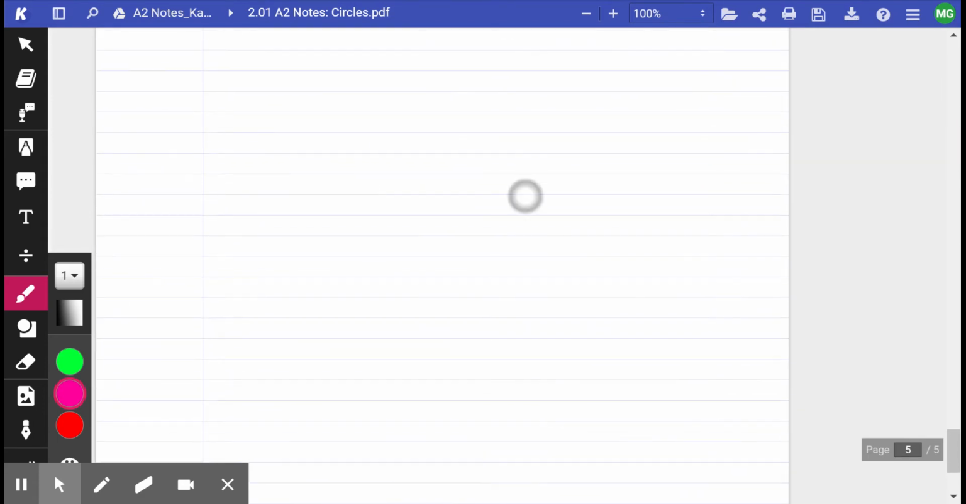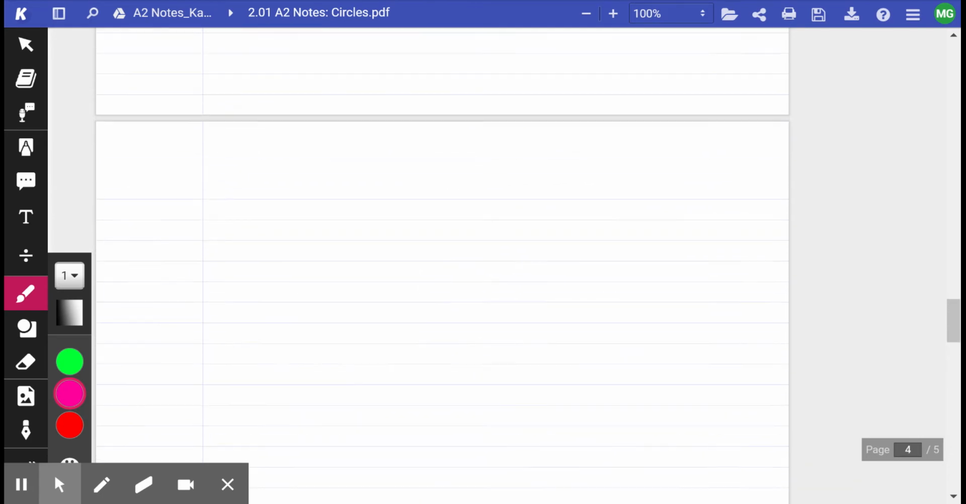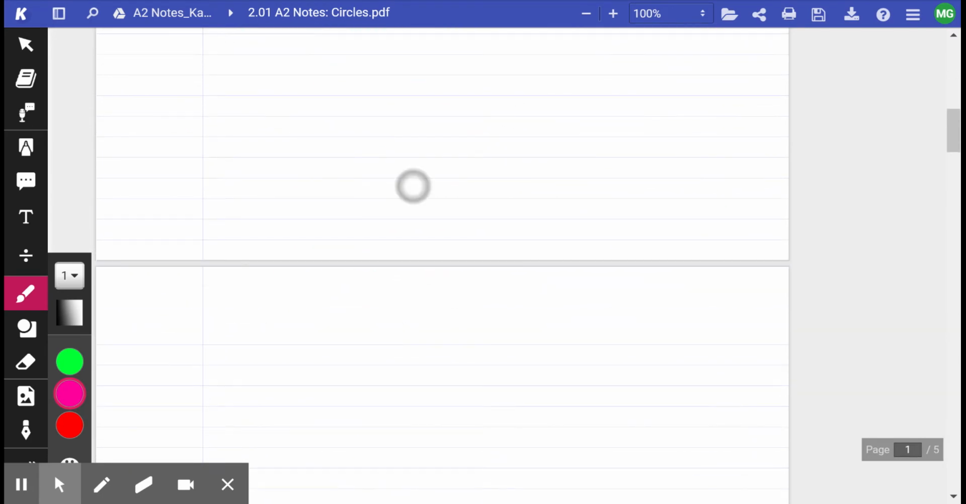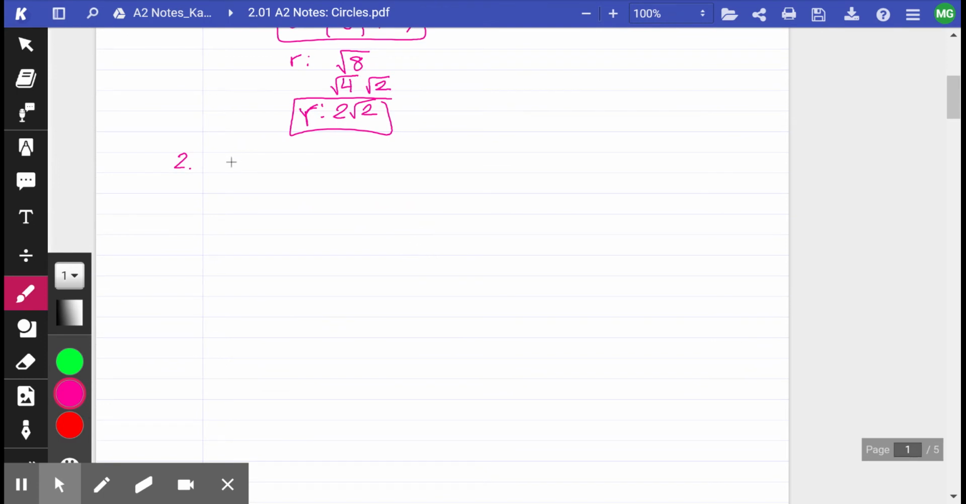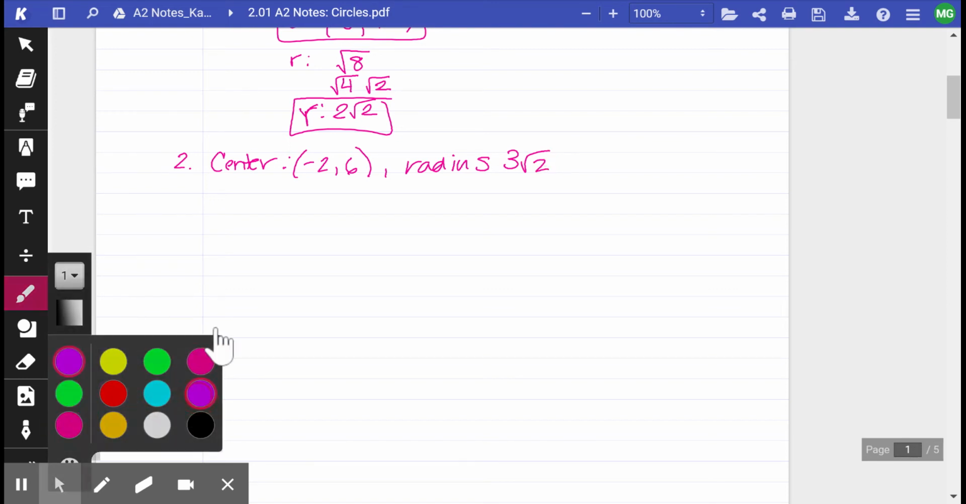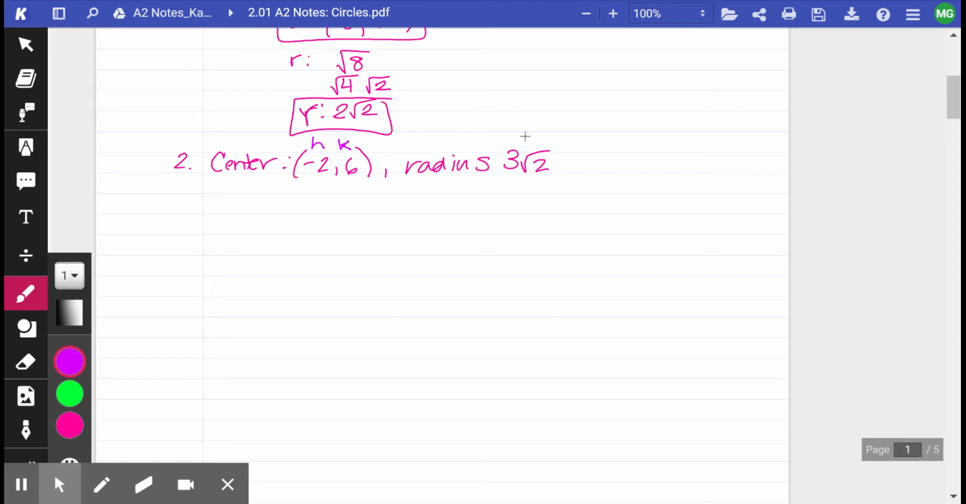This time, I'm going to go the opposite direction, and I'm going to give you the center and the radius. So I want you to write the equation given that the center is (negative 2, 6), and the radius is 3 radical 2. So you're just going to substitute in, making sure you put the center in for your h, k, and that's going to be your r. So again, our formula is x minus h quantity squared plus y minus k quantity squared equals r squared, and that should look very, very familiar to you from geometry.